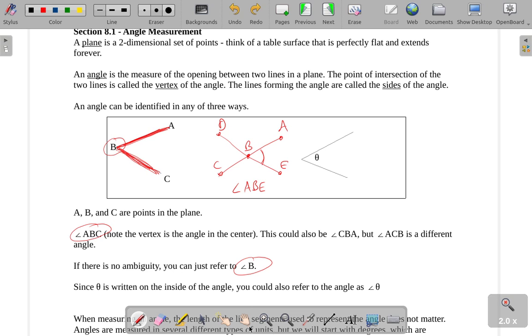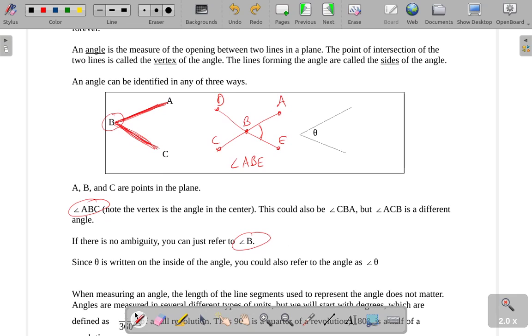Another way we can refer to the angle is if we have the drawing and we have this symbol, a theta. It's a Greek letter, theta. So you might refer to it as angle theta. This is not referring to the actual vertex. If we use the B here, this is actually referring to that vertex. But when we use the Greek letter theta, we're typically talking about a specific angle.